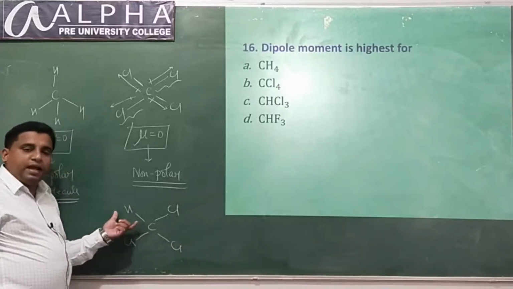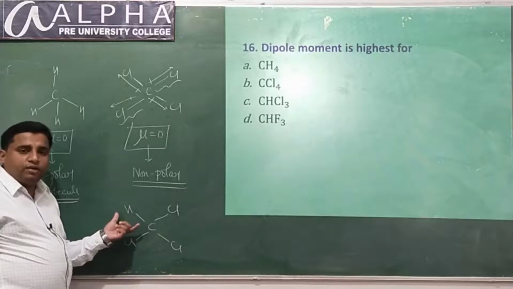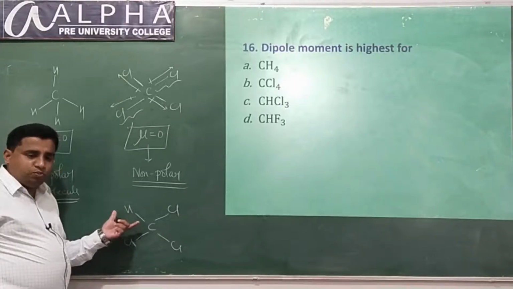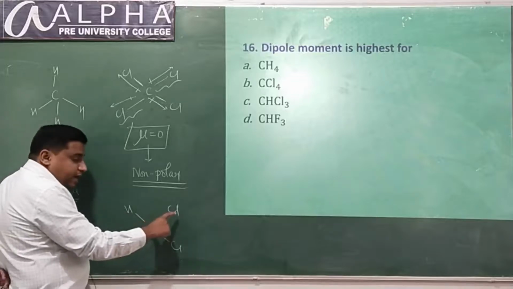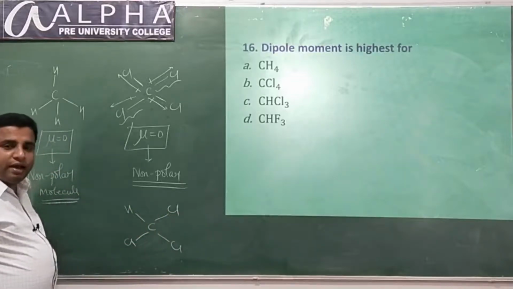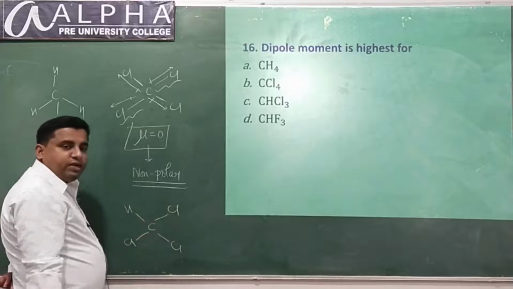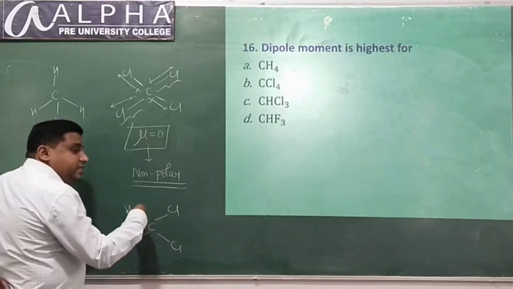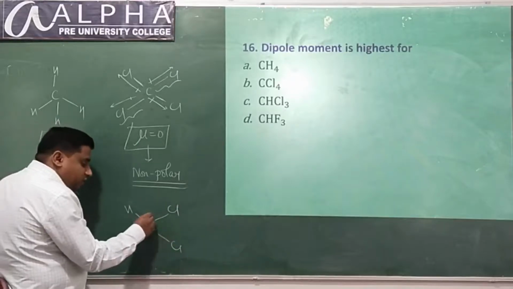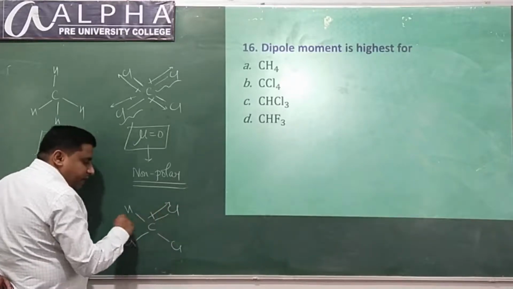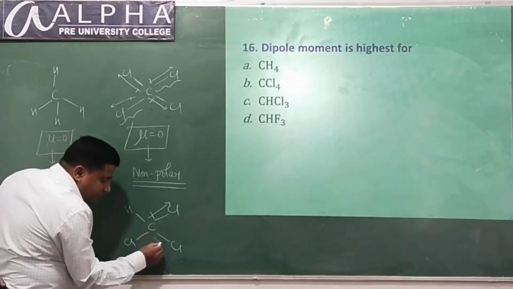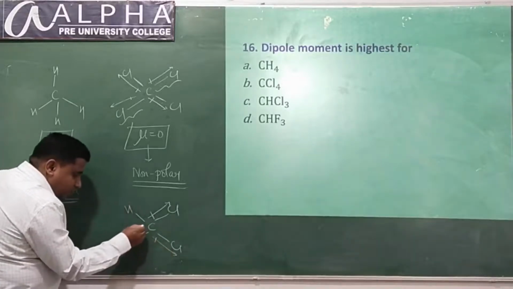No, because carbon and hydrogen are equally electronegative. There is no electronegativity difference. Therefore, there is no dipole moment in this bond. But for this bond, chlorine is more electronegative than carbon. Since chlorine is more electronegative than carbon, chlorine withdraws the pi electrons towards itself. Hence, there is a dipole moment. And what is the direction of the dipole moment? The direction of this dipole moment is towards chlorine.